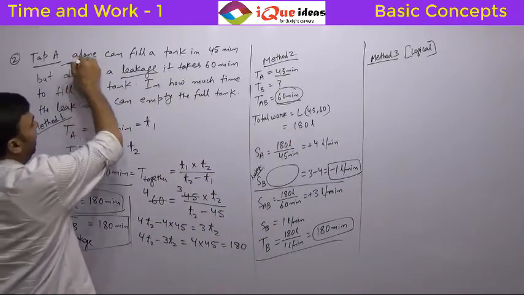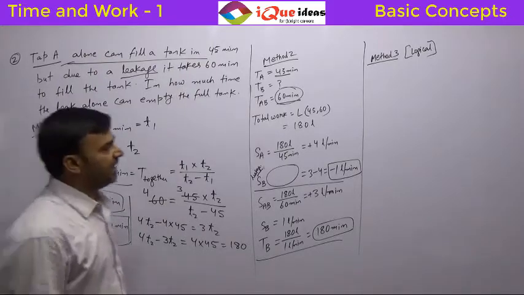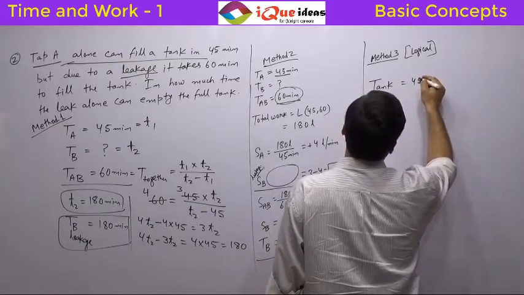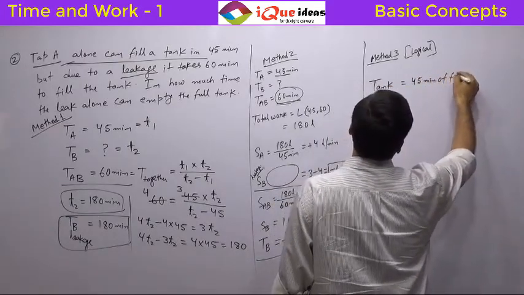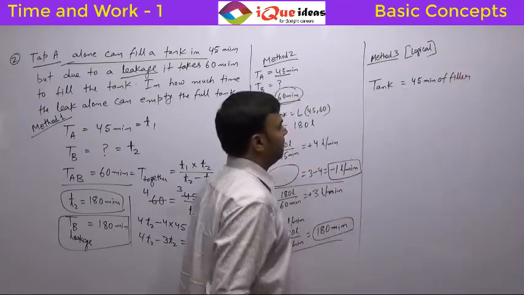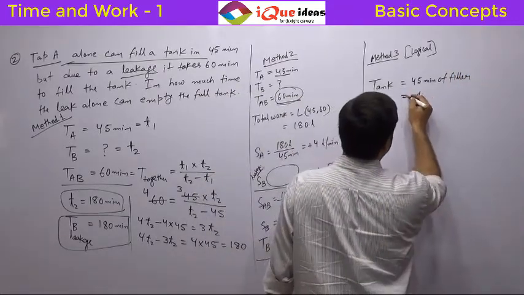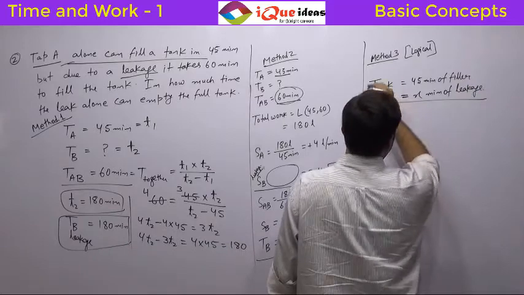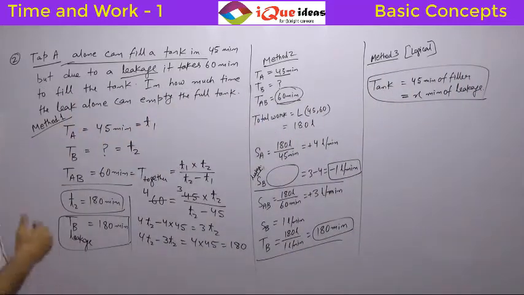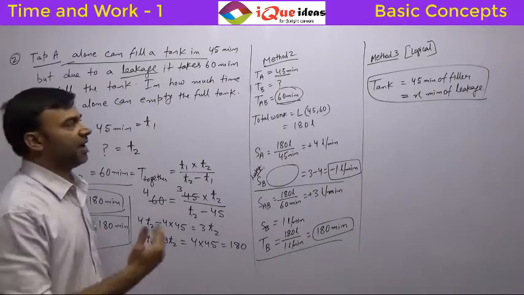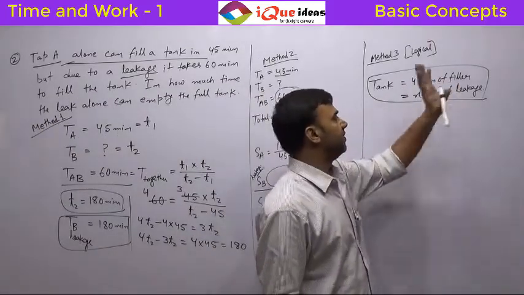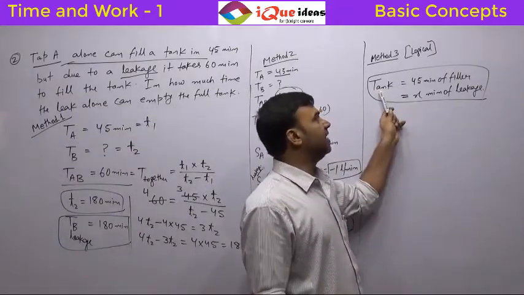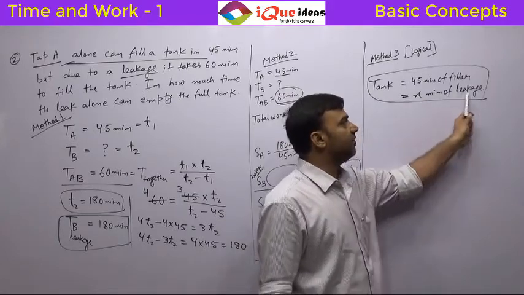Okay. Tap A alone can fill a tank in 45 minutes. So can I say that the tank is equivalent to 45 minutes of filler, and it is equal to X minutes of leakage? Just try and understand this, I'm trying to explain the question here. The tank's full capacity can be filled by the filler alone in 45 minutes. So we can say the tank is equal to 45 minutes of filler. Now, we have assumed that the leakage takes X minutes to empty the full tank. So the tank is also equal to X minutes of leakage.